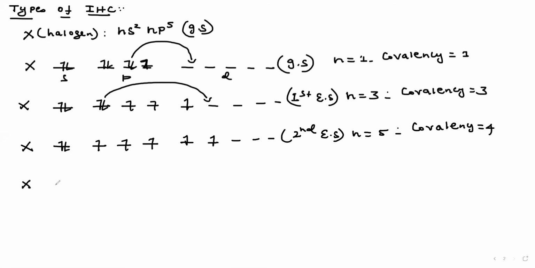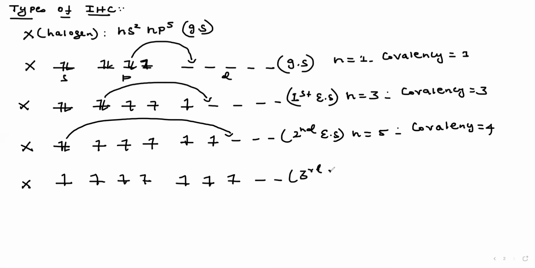Okay, there will be one pair there, right? Therefore, I'm going to excite the paired electron. What will happen? Here 1, 2, 3, here 1, 2, 3, here 1, 2, 3, 4, 5, here 1, 2. Therefore, how many unpaired are there? 1, 2, 3, 4, 5, 6, 7. Therefore, this is the third excited state. What is the n value? It should be 7. This is the covalency. Covalency is equal to 7.